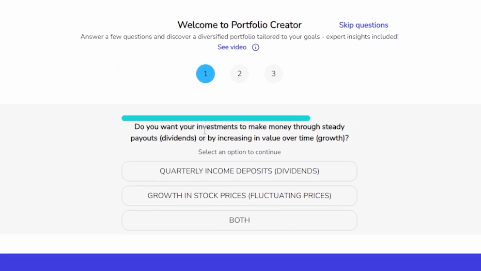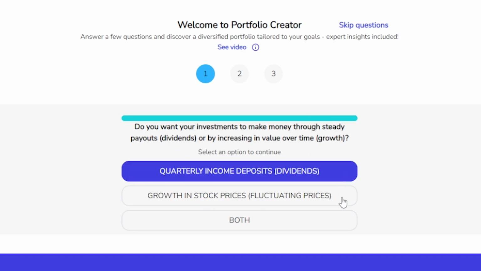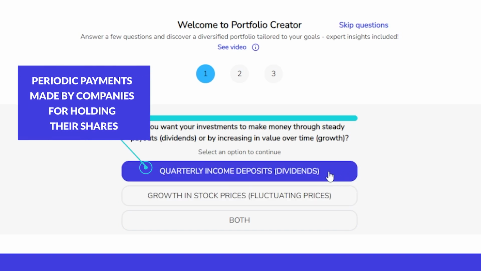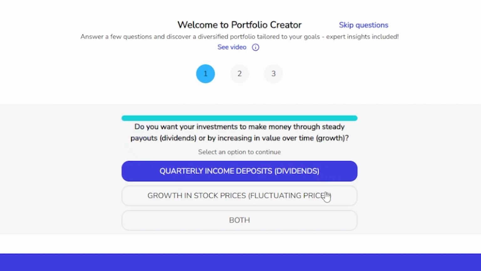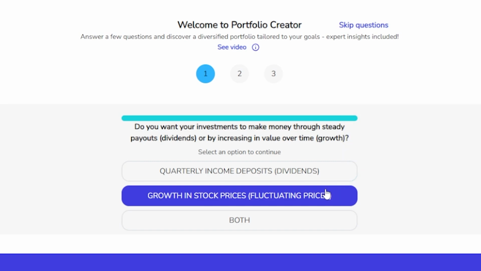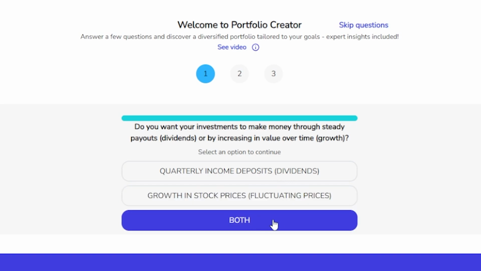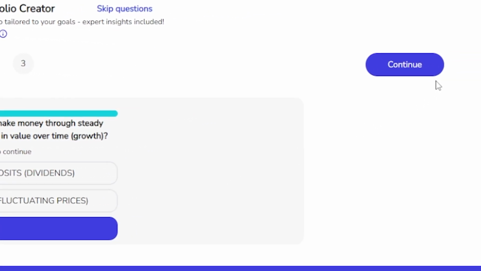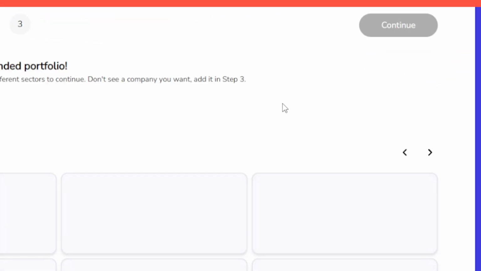Finally, how do you prefer to grow your investment portfolio? Here you have two main options: dividends or stock price appreciation. Dividends are periodic payments that some companies make to their shareholders, which is like receiving a portion of the company's profits just for holding their shares. On the other hand, stock price appreciation refers to buying shares at one price and then selling them at a higher price. This means you won't receive periodic payments, but you can make a profit by selling your shares at a higher price than you paid. You can also opt for a combination of both to diversify your portfolio. Finally, after selecting the option that best suits you, click the Continue button.